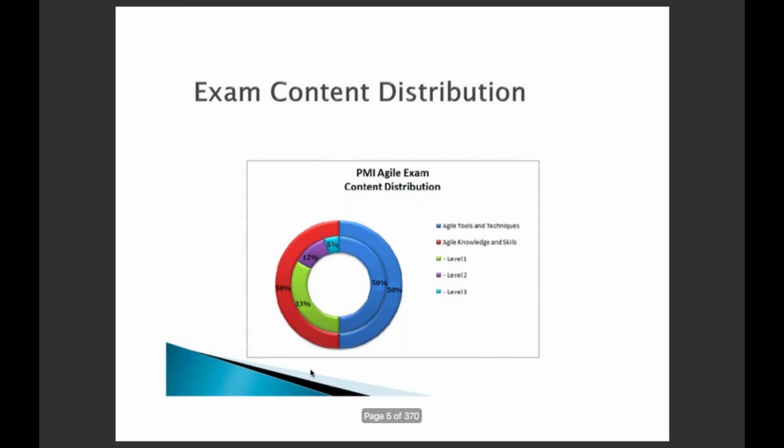And the tools and techniques we are going to cover at a high level, these are the topics we are going to discuss. Number one, communications. How do you plan communications in an Agile environment?